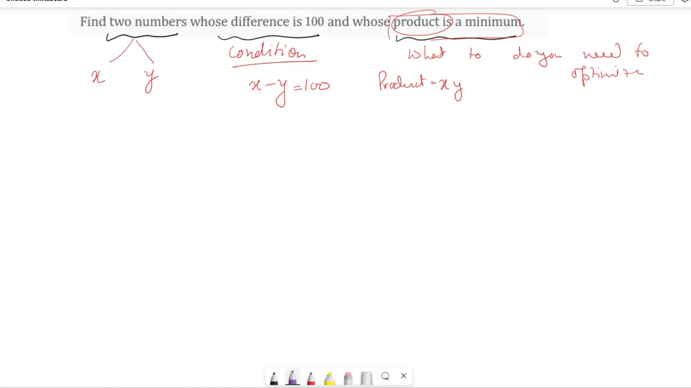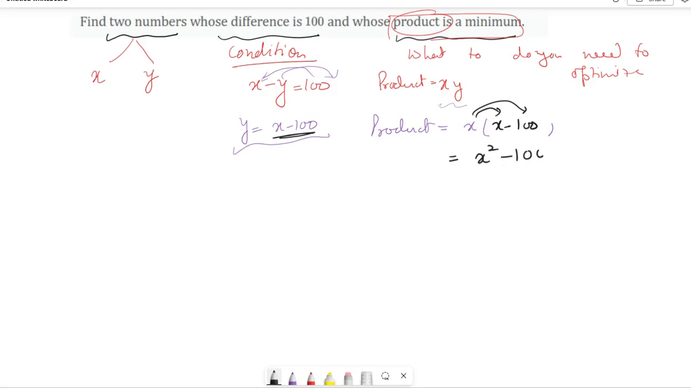Now use the conditions to bring our product to a single variable, right? So we can say that Y is equal to X minus 100 from here. You see, Y goes on the other side, 100 goes on this side. So we have this. That means my product is equal to X times, in place of Y, I can put X minus 100. Now, once I have that, we can distribute it inside.